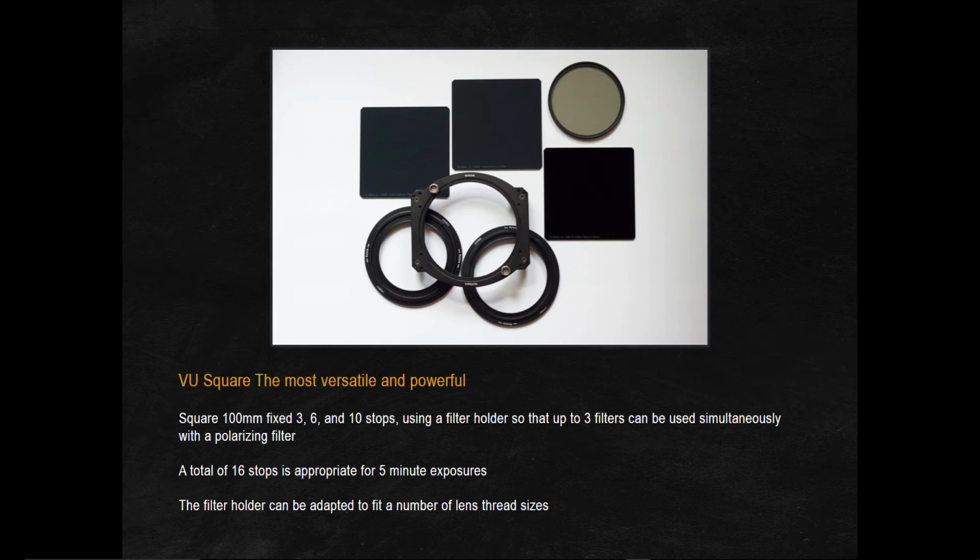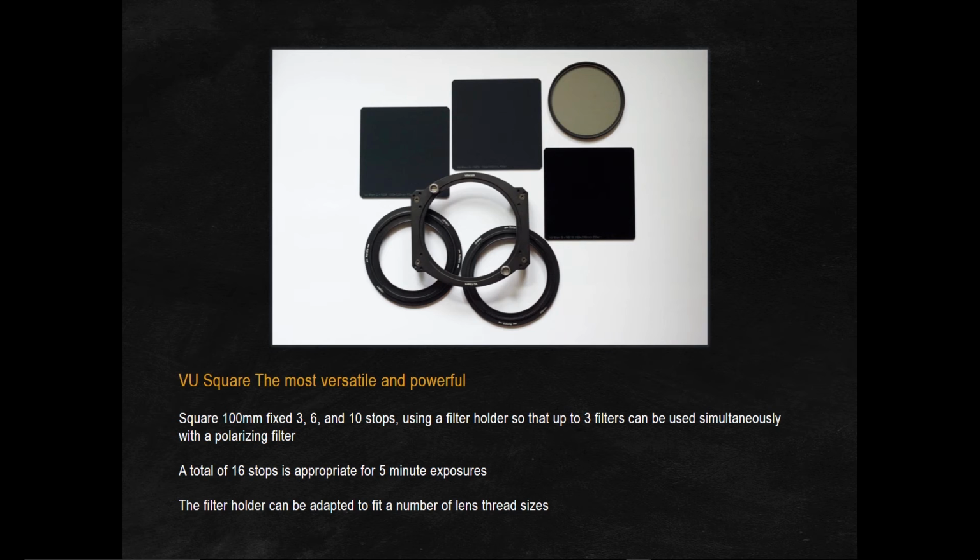Now I have 3 drop-in square filters. I have a 10-stop and 2 3-stops. So of course I can do 10 stops, I could do the 10 plus one of the 3s, I could do all 3 together, I can do any combination. You kind of have the idea. Really, I usually use all 3 square ones together at 16 stops. That's my sweet spot, 16 stops at 5 minutes.